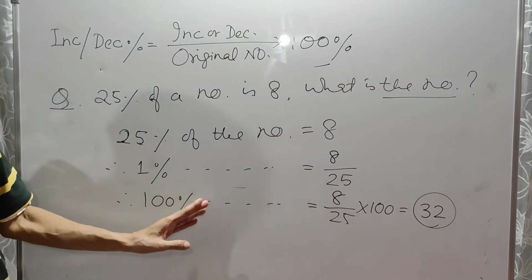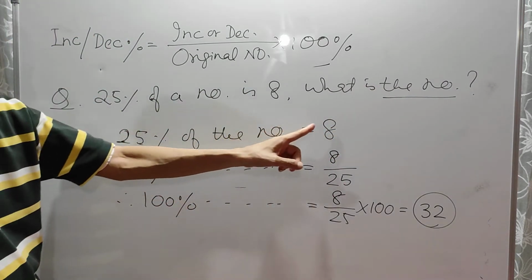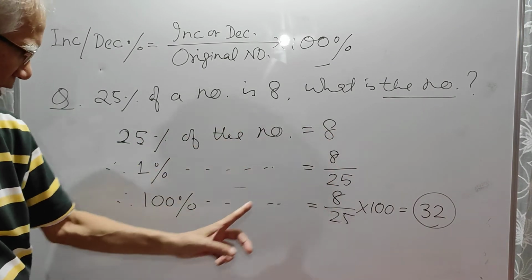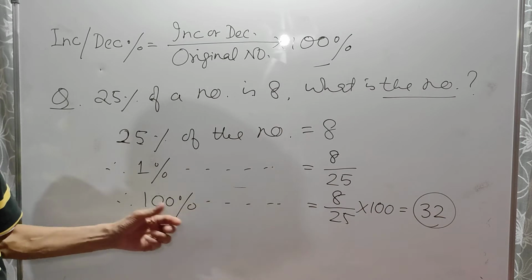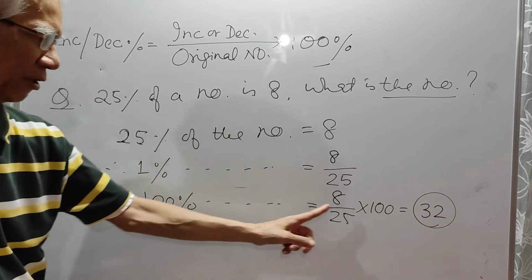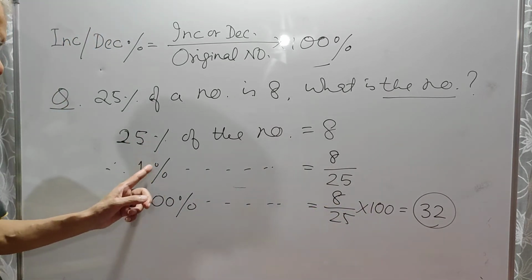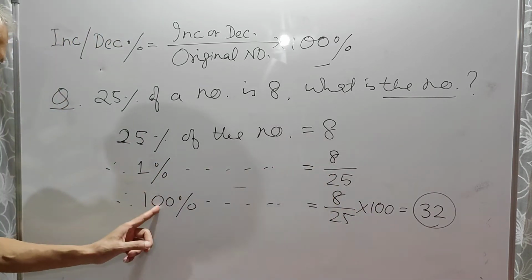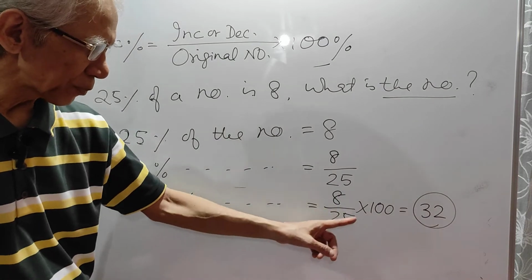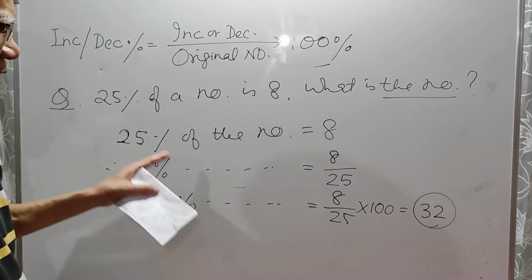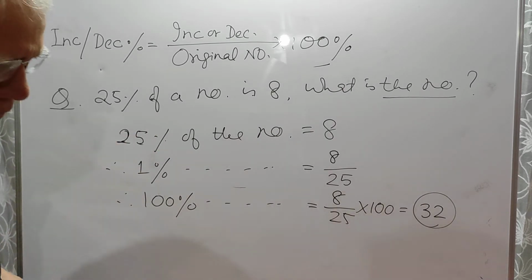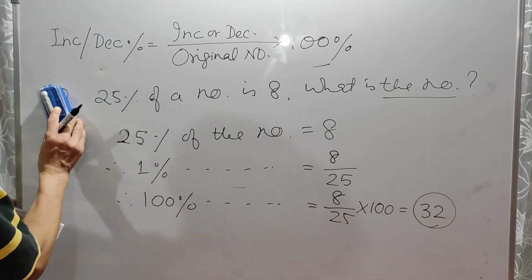Now we did it by unitary method. 25% of the number is 8. Therefore 1% of the number is 8 by 25. And therefore 100% of the number, that means the whole number, is equal to 8 by 25 into 100. So here we found 1, therefore divide. Now here we have to find more, 100, therefore we multiply. So what do you get here? 32. So this one we did by unitary method.